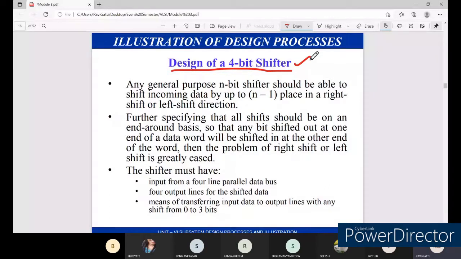A shifter is a digital electronic circuit which will shift the given data. Depending upon the direction in which you have designed it, you are going to design that 4-bit shifter either towards the left side or towards the right side. And I told you we are going to use these shift registers, that is the design of 4-bit shift registers, for multiplication and division also.